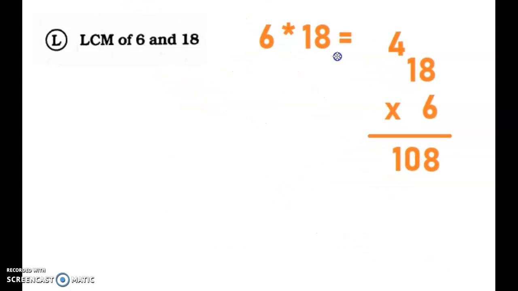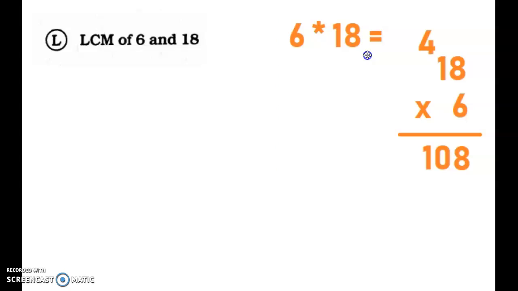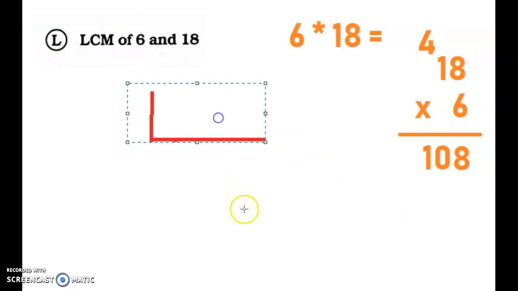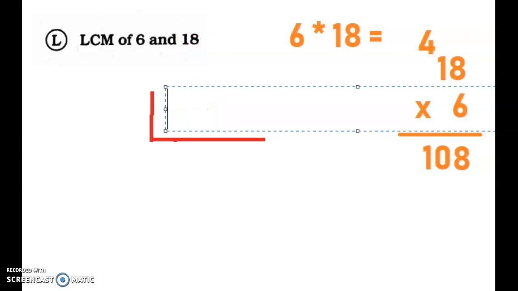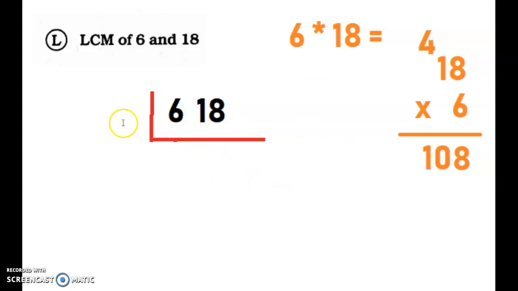Let's see if that's true when I try my other method. If that still works, okay? I'll move this stuff to the side a little bit. And let's try out my ladder method again. So we have our ladder. It's right here. We have the numbers 6 and 18. Let me change my color back to black. 6 and 18, right?